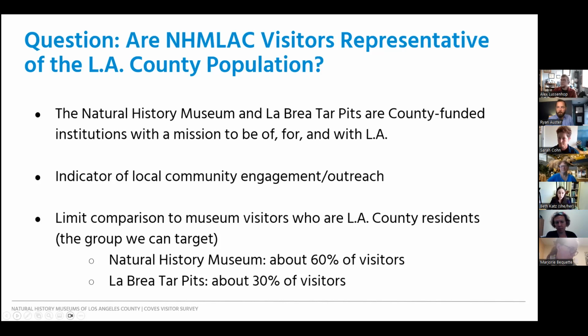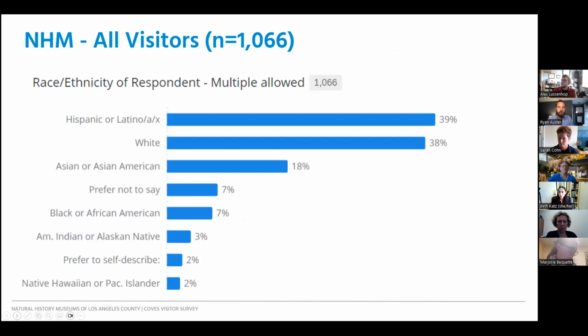At the Natural History Museum, and why I focus on this site is that's about 60% of our visitors. We're very local, whereas La Brea Tar Pits, we get more tourists. So let's keep going. So just to show you again how my sample size changes.